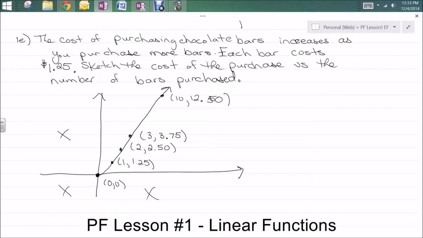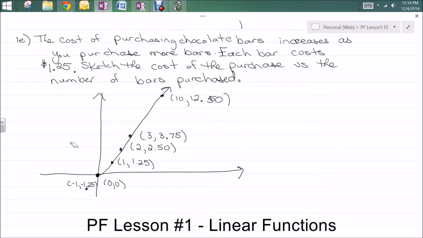Now, in these functions, what I need you to remember is that in the context, it only exists where it makes sense for the context. In theory, mathematically, there is, I bought -1 chocolate bars for -$1.25. Okay? And that makes sense mathematically, but it doesn't make sense in the context. The linear function goes forever in each direction. And it goes up or down by the same amount. In this case, it goes up or down.